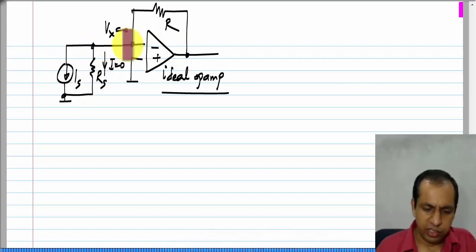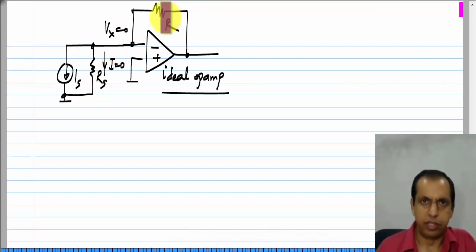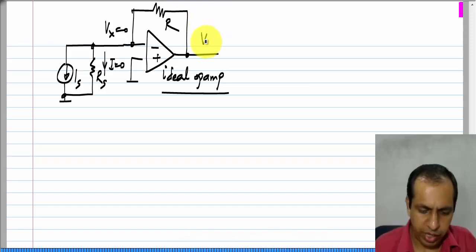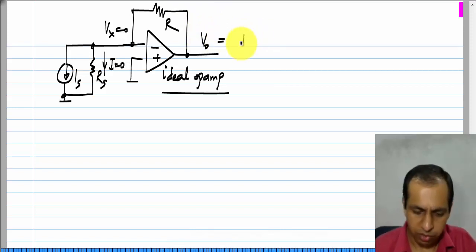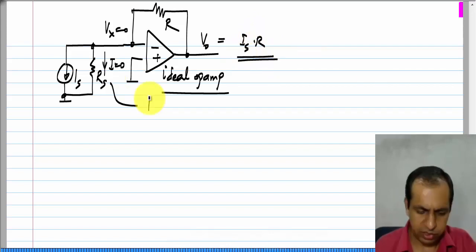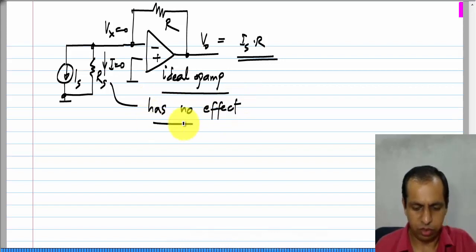So, all of this I s still flows through R. The equations I wrote earlier are still true. Okay. So, the solution to this, again you can calculate this for yourself systematically if you are not convinced. This V naught is still equal to I s times R. Okay. So, this R s has no effect.